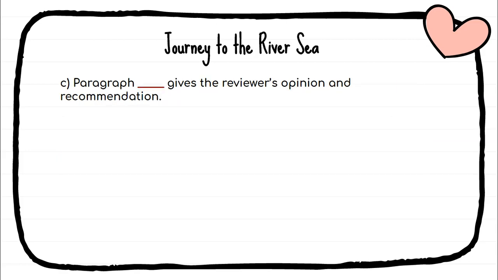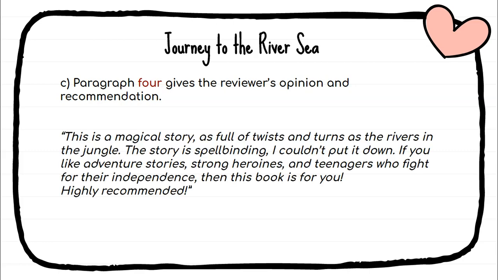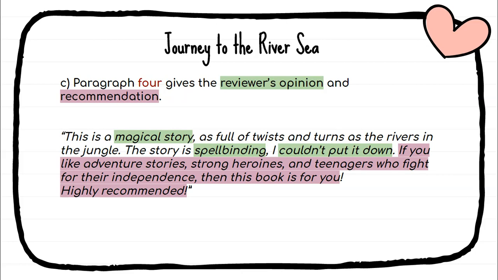Right. C. Paragraph gives the reviewer's opinion and recommendation. So that was paragraph 4. All right, you can see the reviewer's opinion. So if I asked you for the reviewer's opinion, you would say the reviewer thought that the story was magical, spellbinding, that they couldn't put it down. And they also recommended it for people who like adventure stories, who like heroines. That means a hero who is a lady or a young girl, and also teenagers who fight for independence. So if you like those things, you probably will like that book. And then they actually say highly recommended.